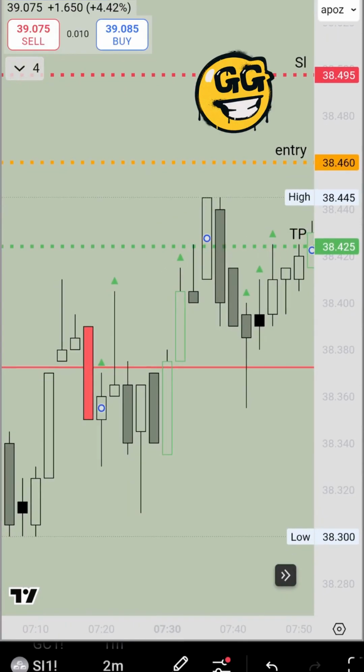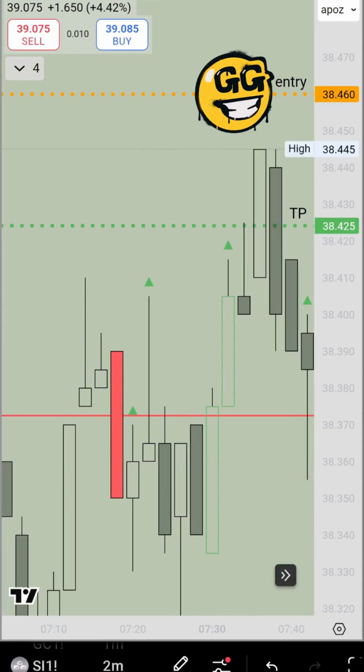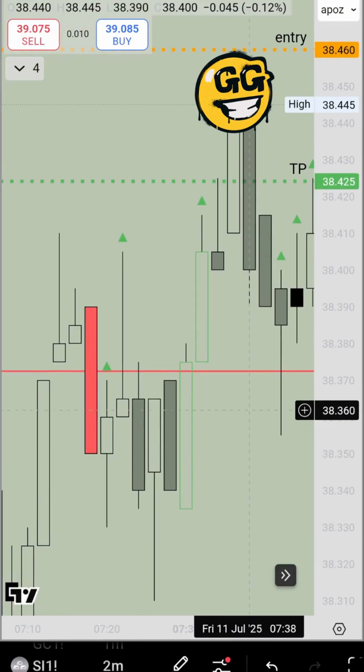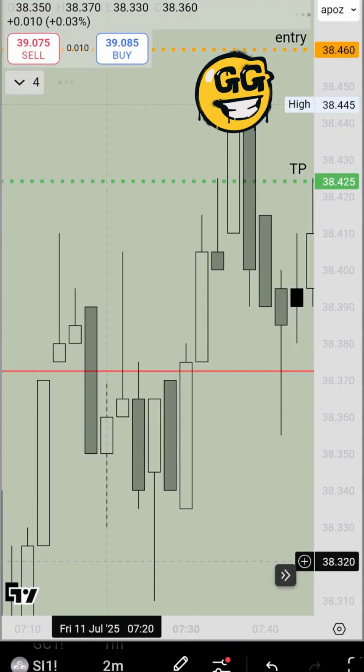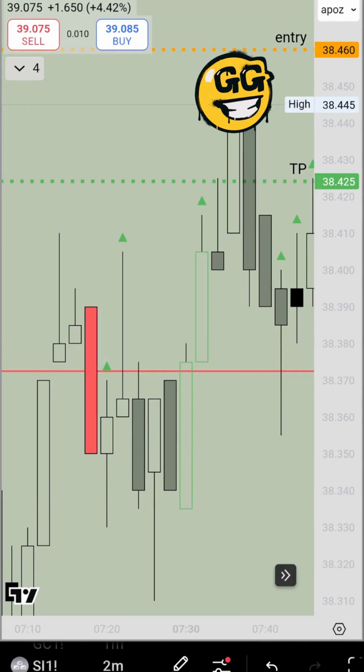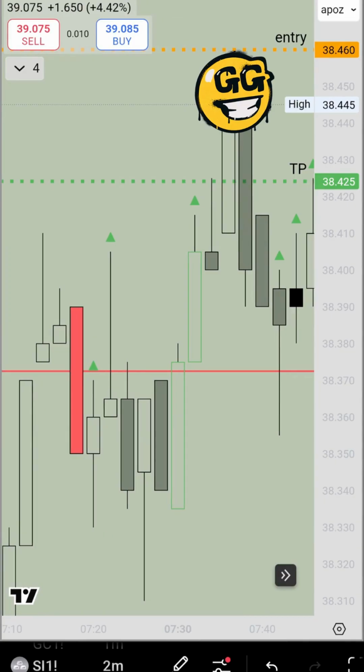All right, so here we have some more PSP candles, again highlighted with the green triangle. These are all PSP candles. Now, this one here at 7:20, July 11th, 2025, does line up with this fair value gap. It lines up perfectly with the fair value gap that formed at 7:30.